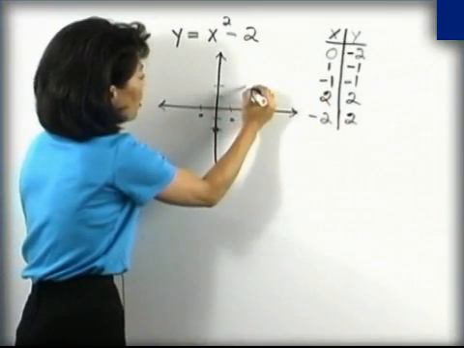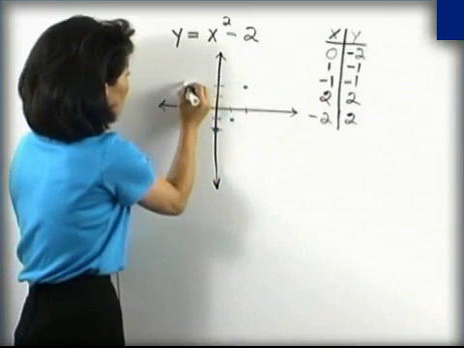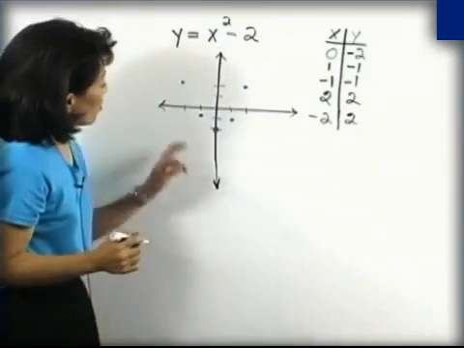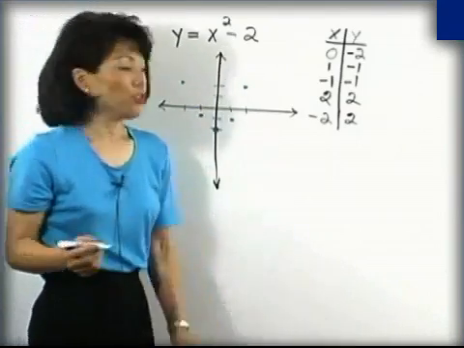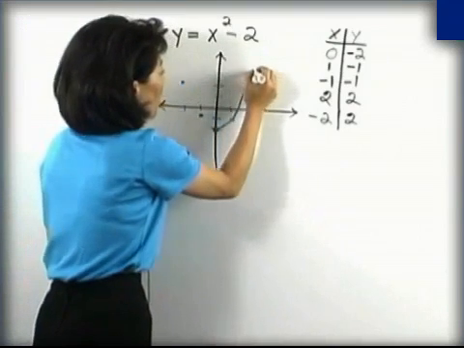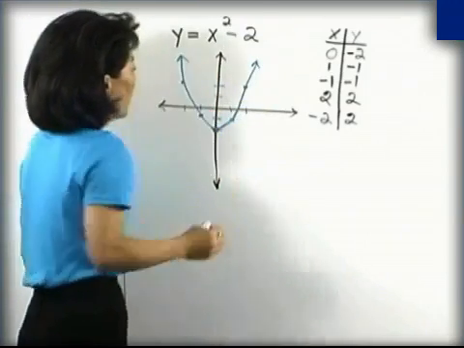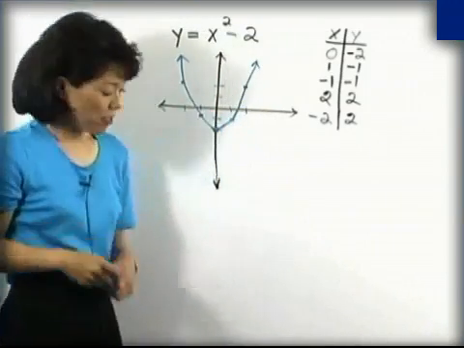This should be easy for you now. And then finally negative 2, positive 2, and there we have it. So you can see this is forming kind of a U shape. So we're going to go ahead and connect these to the right and to the left. And this is an example of what a function looks like.